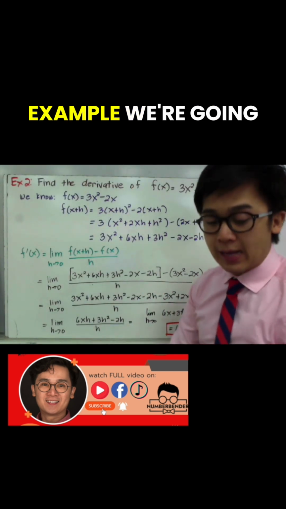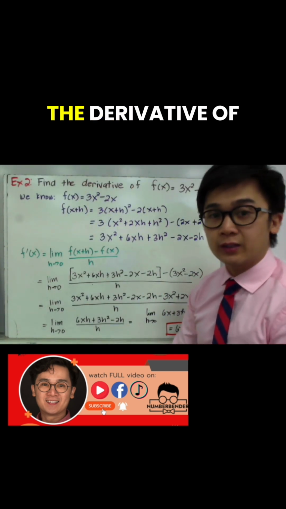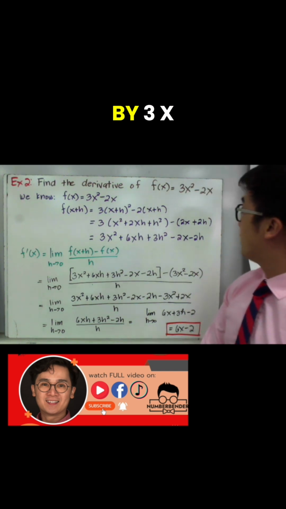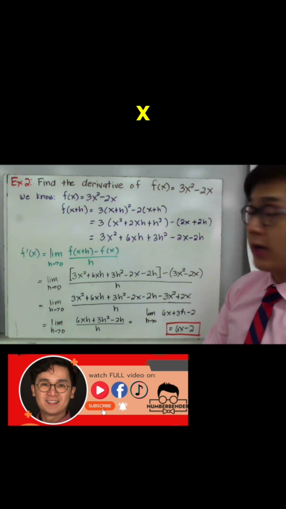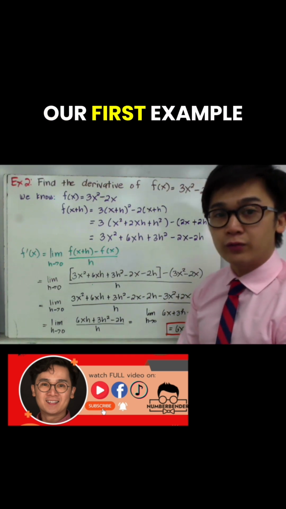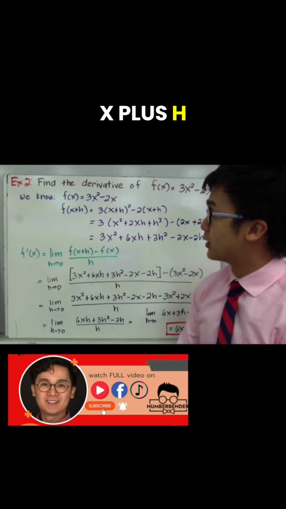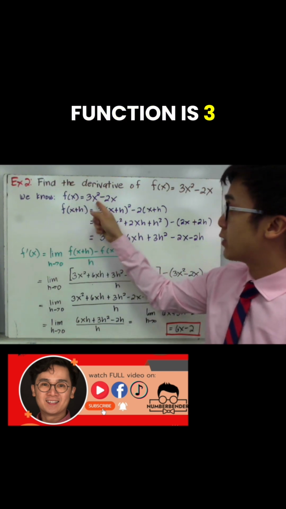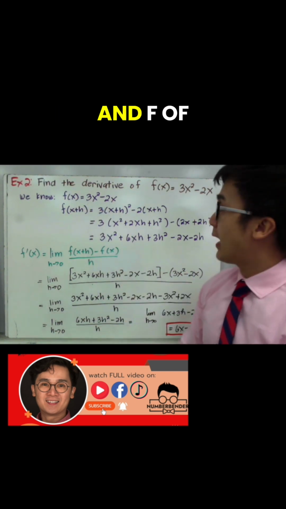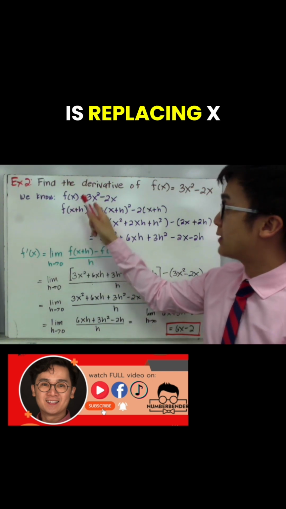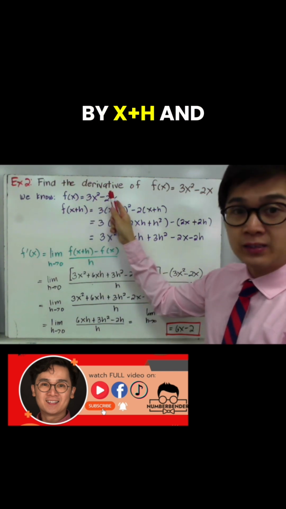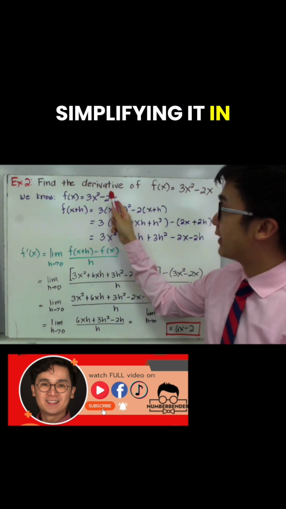Now for this example, we're going to find the derivative of f of x, which is given by 3x squared minus 2x. Just like what we did on our first example, we are going to set up our formula by simplifying f of x plus h. So we know that the given function is 3x squared minus 2x, and f of x plus h is replacing x by x plus h and simplifying it in the process.